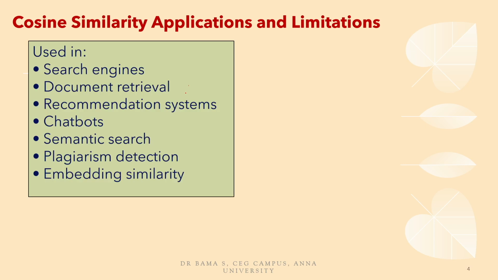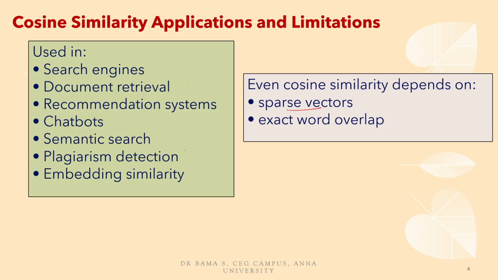It is again used in search engines, document retrieval, recommendation systems, chatbots, semantic search, plagiarism and embedding similarity. A few of it we will be discussing in this course, and that is good for how to calculate the similarity between the documents, but still it again depends upon the sparse vectors.